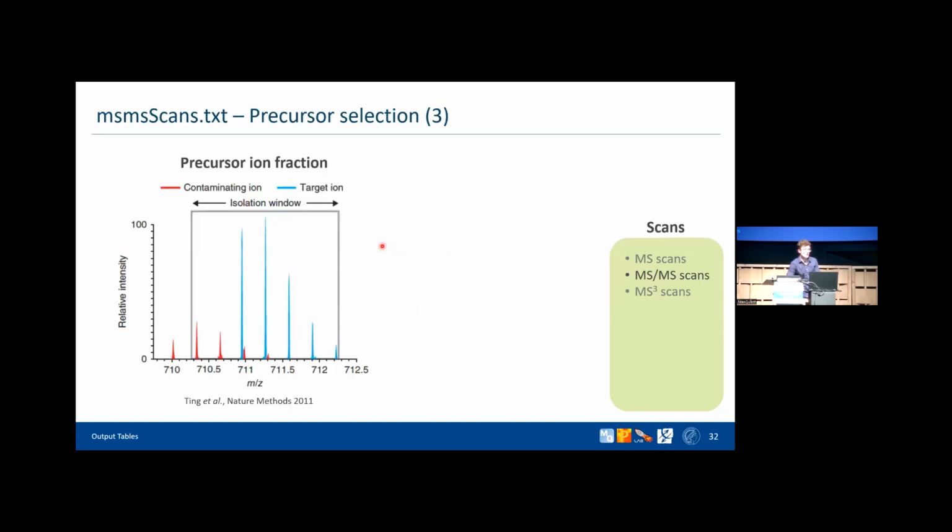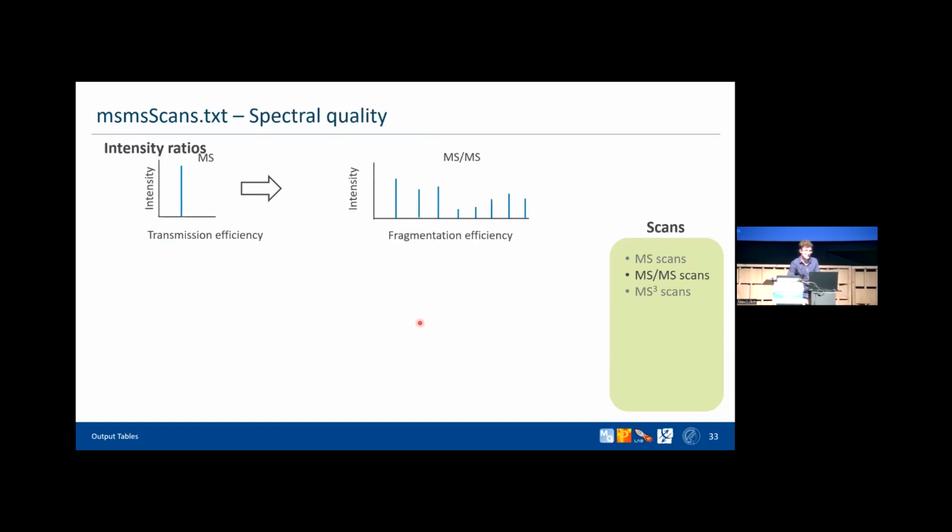Exactly. And then you also get information about your isolation window, so the fraction of intensity that actually was part of your target ion, and how much was just a contaminating ion. So that information is also in the second MS scan level, so that you might optimize how wide you should choose your isolation window. And this might be interesting for people doing TMT labeling. Okay.